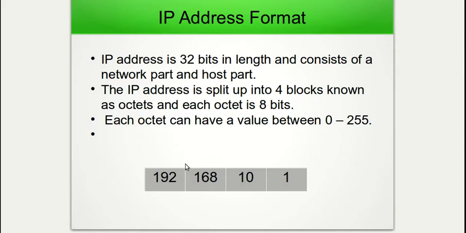So in this case, this is one octet, this is another octet, this is the third octet, and this is the fourth octet. Each of these octets is 8 bits in length, which means that each octet can have a value between 0 and 255. When we do the conversion to binary, we will see what that is. But just for now, each octet can have a value between 0 and 255. So in this case, this could be 200, this could be 223, this could be 225, this could be 0. And it's called an octet because it's made up of 8 bits.